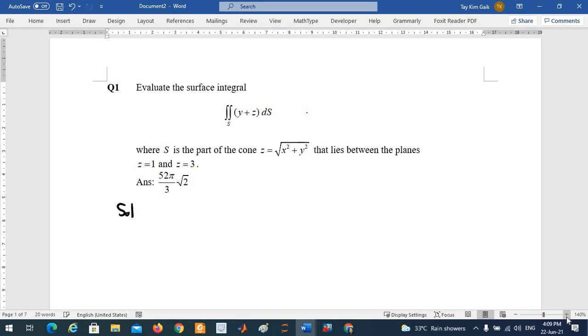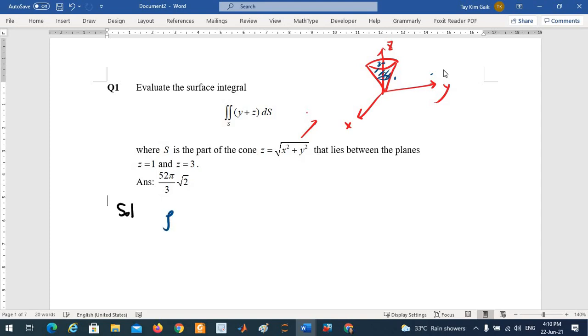Go to the solution. The surface S is a cone, z equals the square root of x squared plus y squared, where this is the upper cone. This is x, this is y, vertical is your z-axis. This is the upper cone, between the plane z equals 1 and z equals 3.